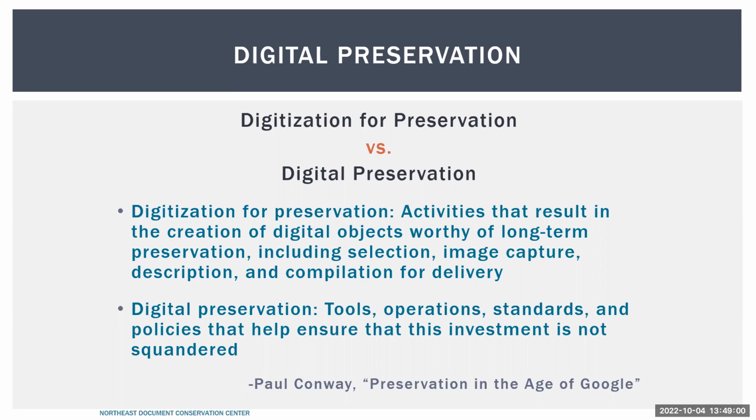And so Conway stipulates that digitization for preservation involves the creation of digital objects worthy of long-term preservation. And so the activities associated with the creation of those digital objects are also activities that are central to digital preservation. And so again, thinking about that selecting that we were talking about at the beginning, the choices that we make when selecting materials for digitization, capturing them digitally, describing them with metadata, and then packaging them for delivery to users, these choices determine our ability to preserve the resulting digital objects that we're creating.